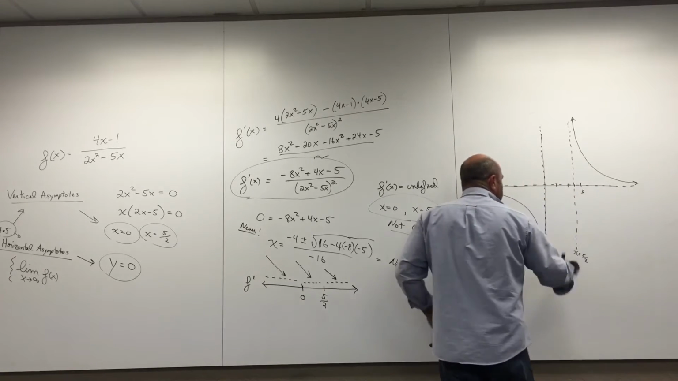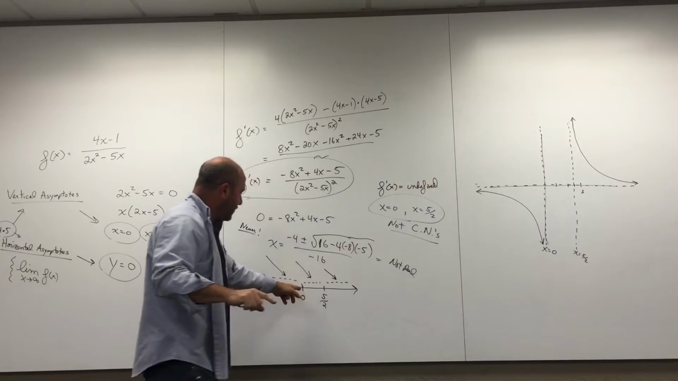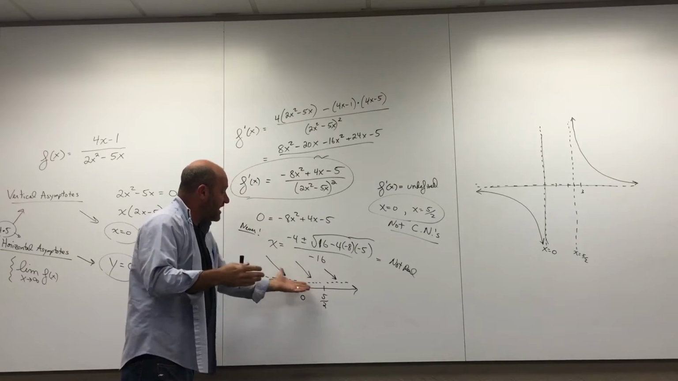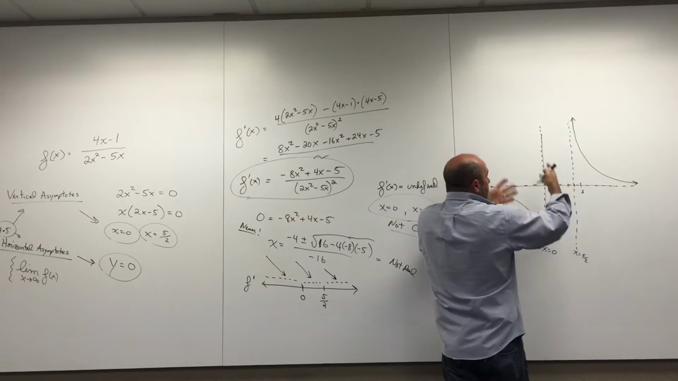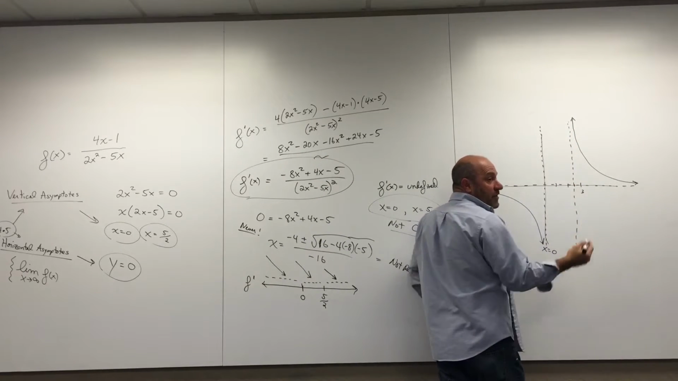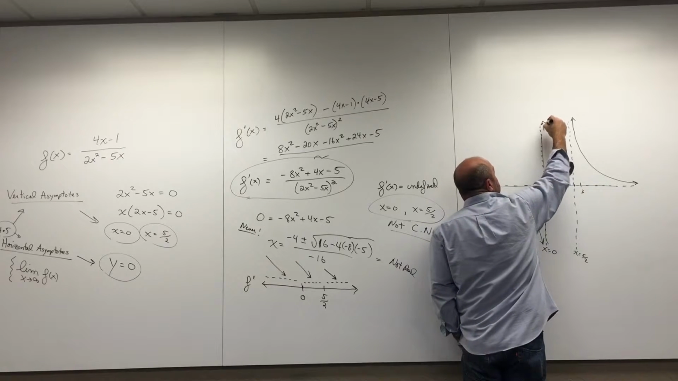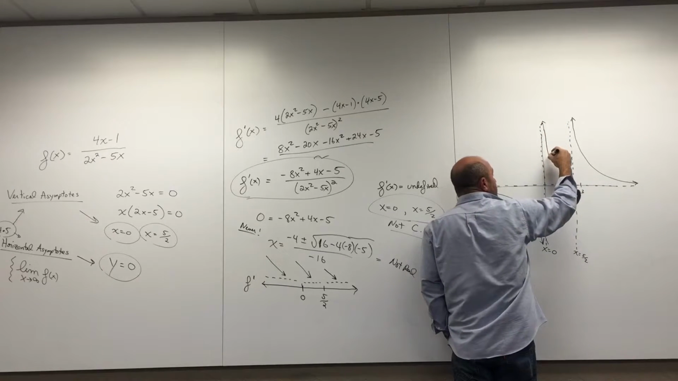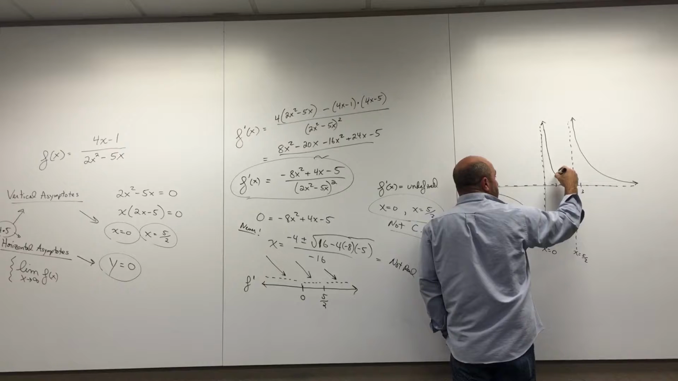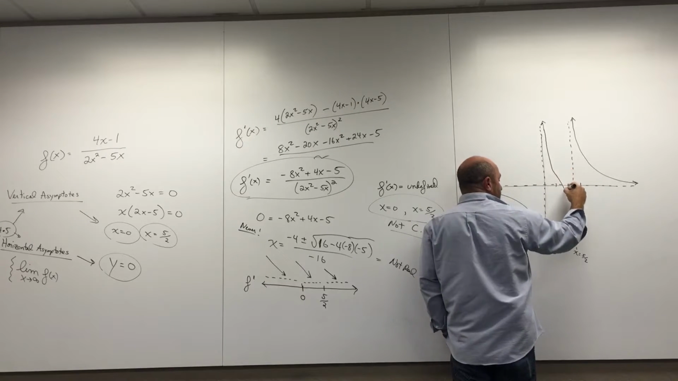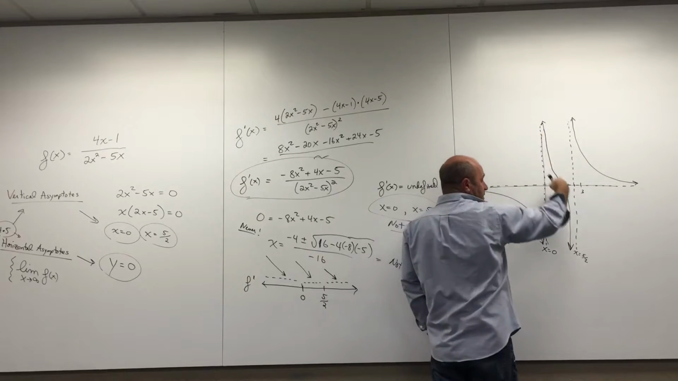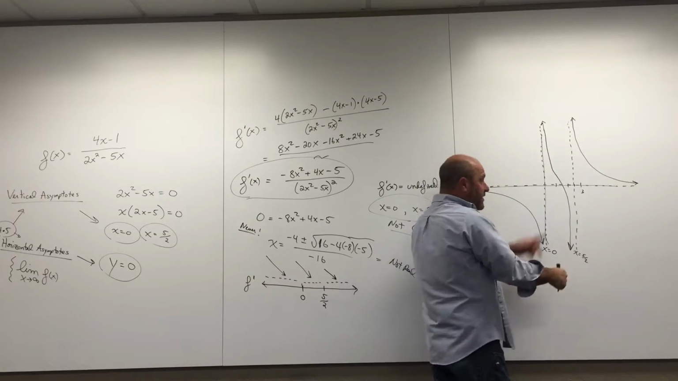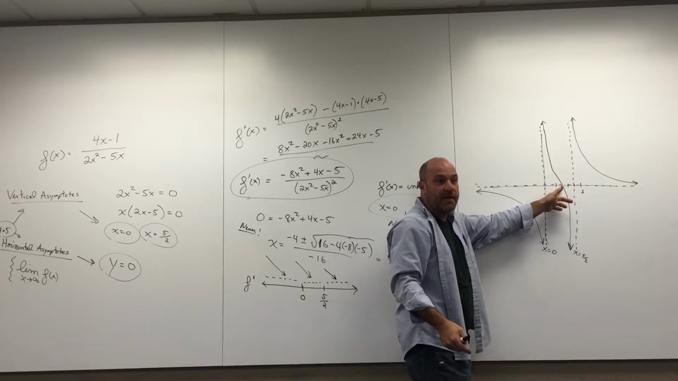So in the middle here, what was going on? Between 0 and 5/2, we were decreasing. I want to say this. It's got to decrease. It probably approaches that asymptote. It's got to decrease. It probably crosses the horizontal asymptote.